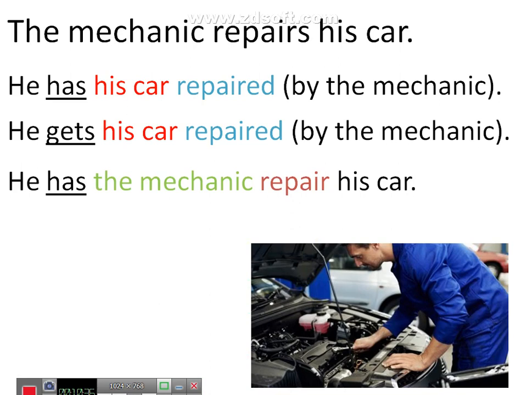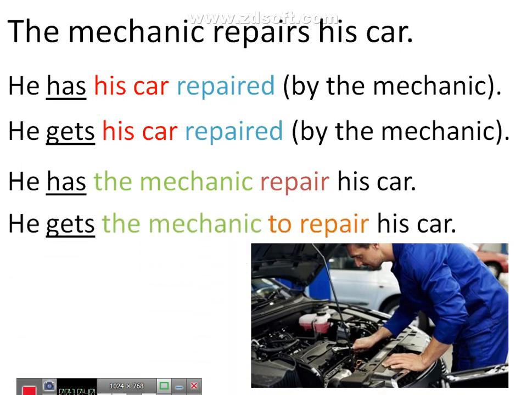He had the mechanic repair his car. He gets the mechanic to repair his car. The first two, he has his car repaired, he gets his car repaired, are in the passive causative. But he had the mechanic repair his car, he gets the mechanic to repair his car, these sentences are in the active causative.